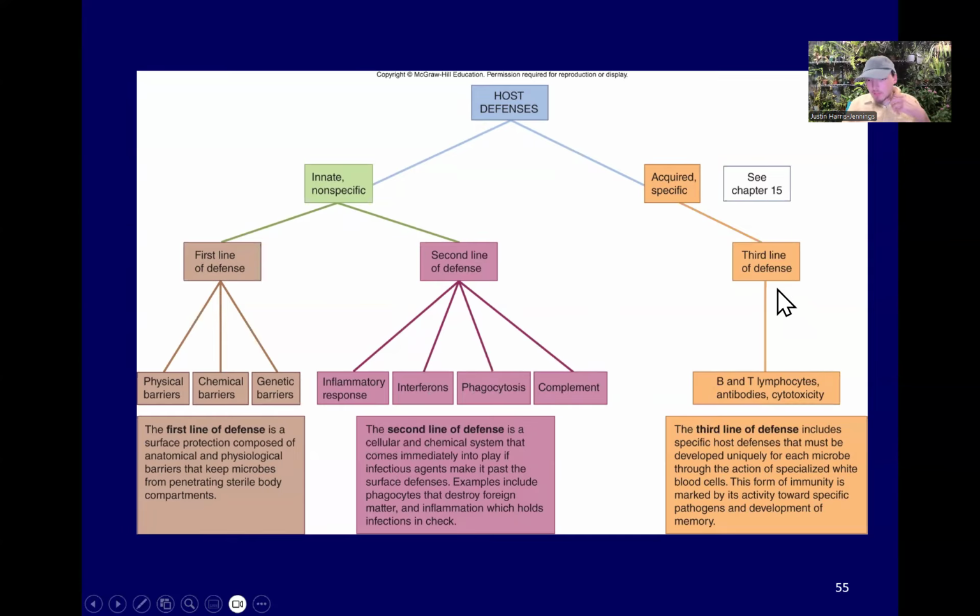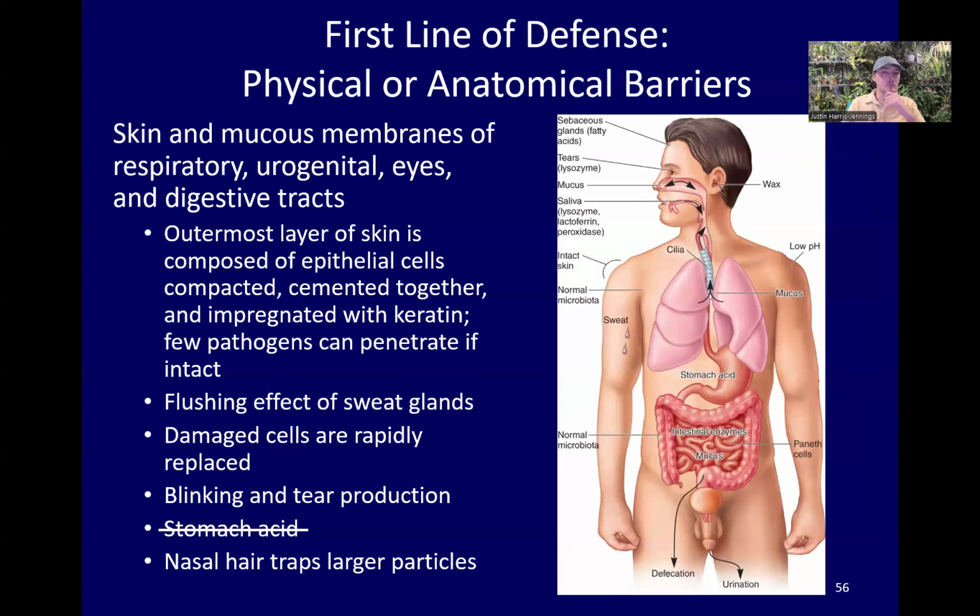You also have the third line of defense, and this is the adaptive immune system. These are antibodies. These are T cell receptors. These are B cells and T cells. And these are specifically cells that are specialized to individual types of pathogen, sorry, antigen, technically.